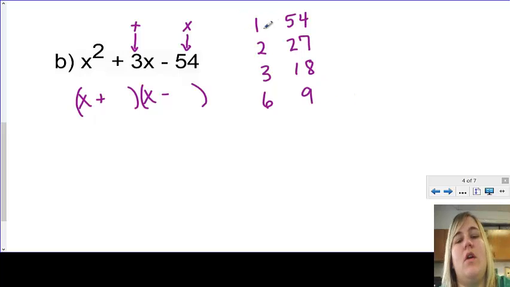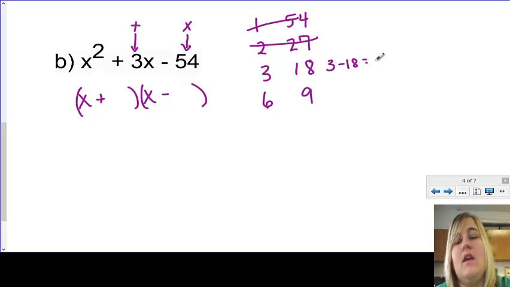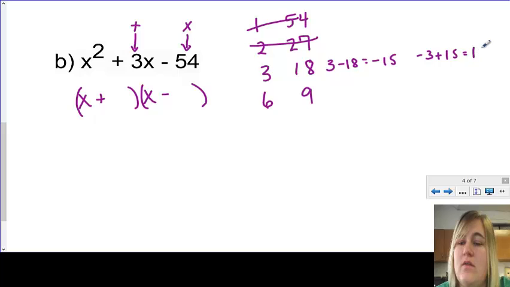So 54 and 1 not going to work because that's going to be way too big for 3. The same thing with 2 and 27. On this one also looks too big. We can check it though. 3 minus 18 gives me negative 15. That's too big. Negative 3 plus 18, oops, that's an 18, gives me 15. That's also too big, so it's not that one. So we know it has to be this one.